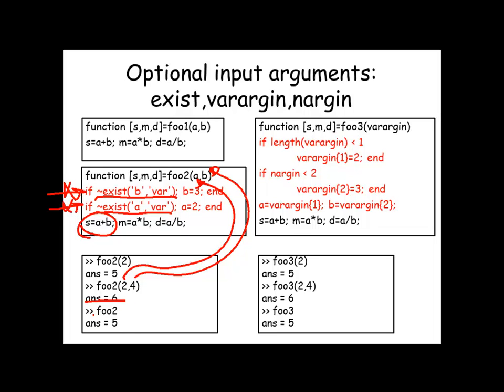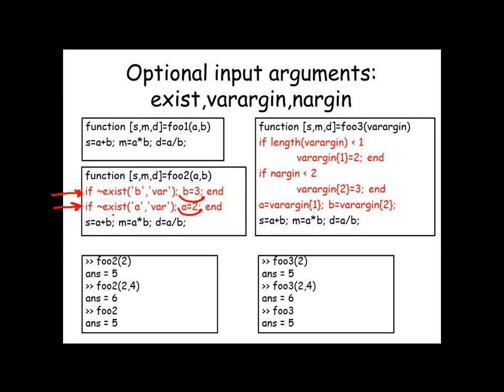In the last example, we have foo2 function call without any input arguments. So we are not providing a or b. When we don't provide a or b, the bodies of these if statements will be executed. b will be set to 3, a will be set to 2, the sum of them will be 5.